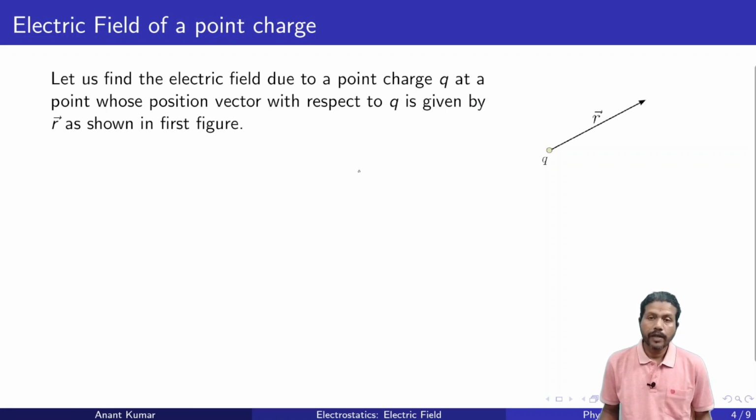Let us try to find out, by applying this definition of the electric field, the field of a point charge. How can we find out the electric field due to a point charge? The idea is pretty simple. If I wanted the electric field because of this point charge at a certain location, which is this point, it is characterized by the position vector r, the position vector of the point of interest with respect to the source charge Q in this case.